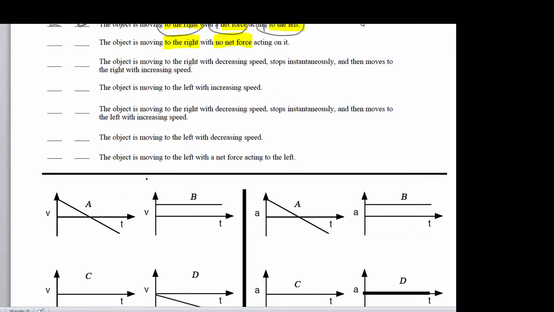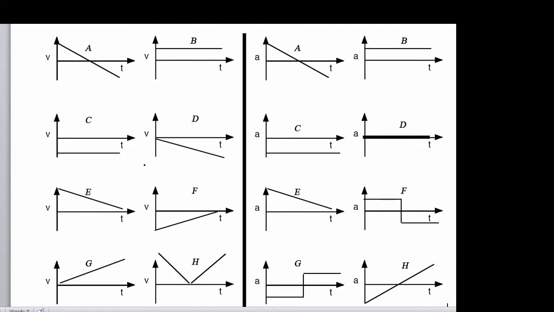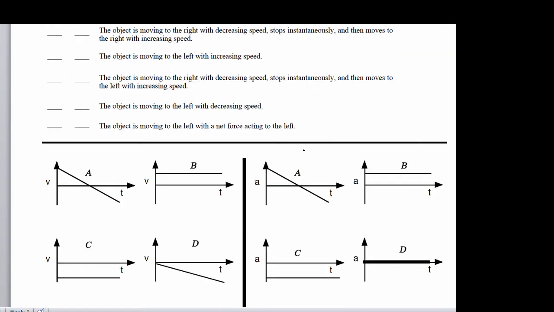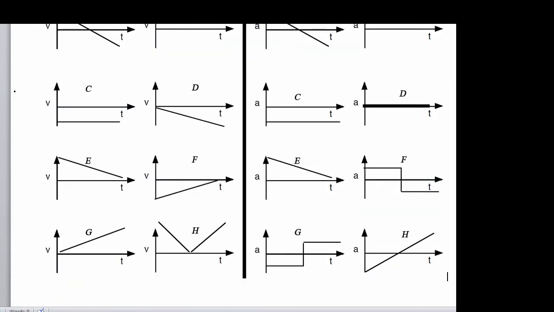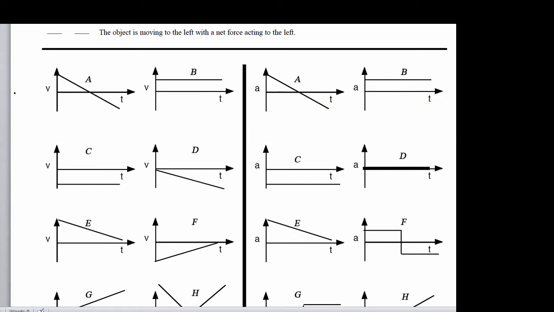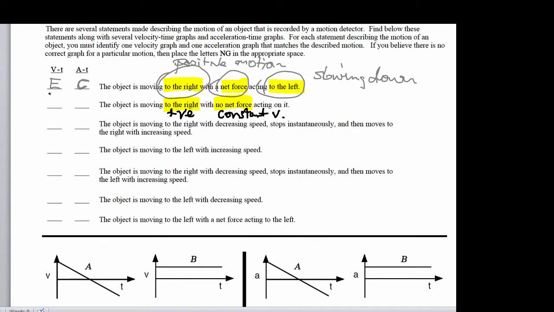So which of these graphs, velocity versus time, best represents that? What do we say? I think we said we're moving in a positive direction, and we're moving with a constant v, right? So which of those graphs shows that? B does, yeah, because it's on the positive side of the velocity. That gives us the direction of motion, and it has no slope, so it's constant. So B is the correct answer.